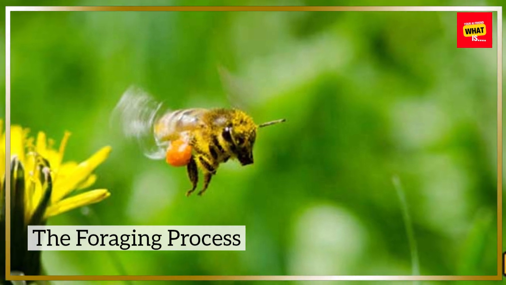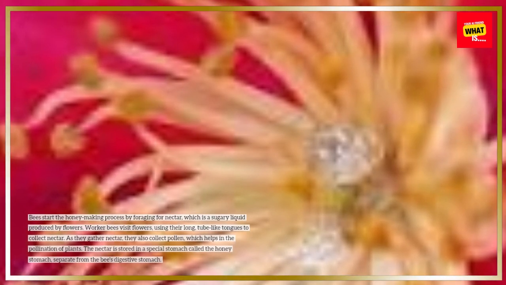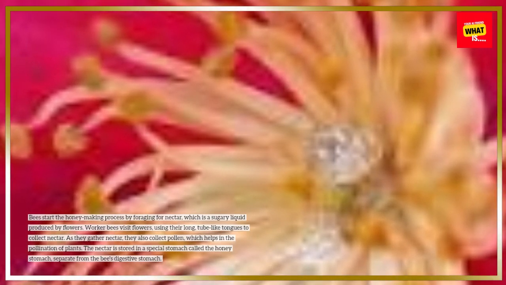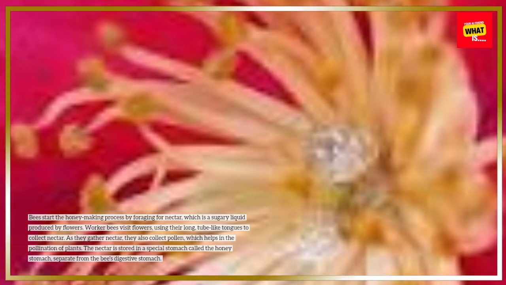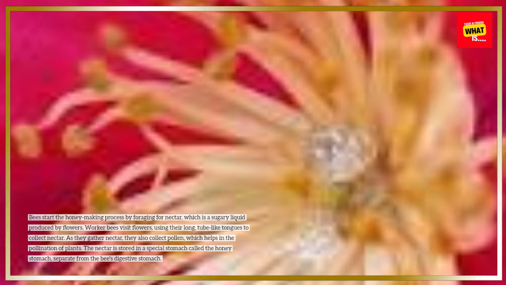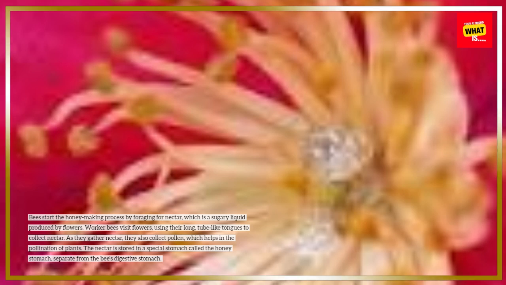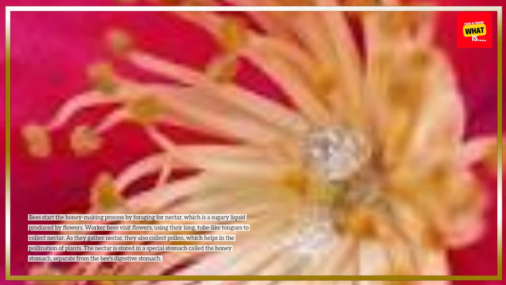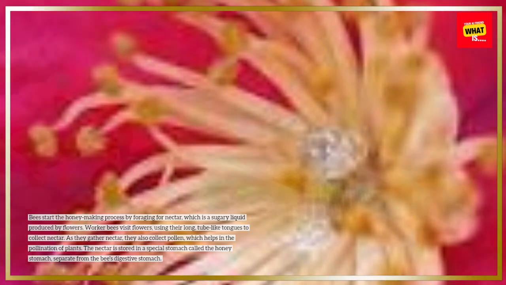The foraging process. Bees start the honey-making process by foraging for nectar, which is a sugary liquid produced by flowers. Worker bees visit flowers, using their long, tube-like tongues to collect nectar. As they gather nectar, they also collect pollen, which helps in the pollination of plants. The nectar is stored in a special stomach called the honey stomach, separate from the bee's digestive stomach.